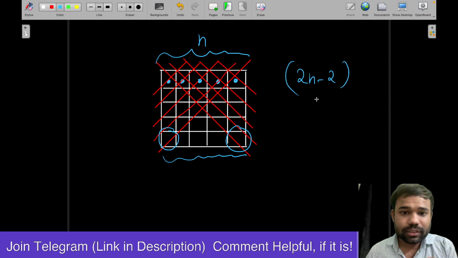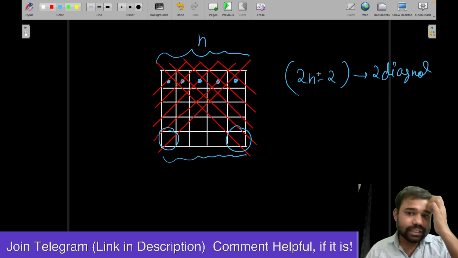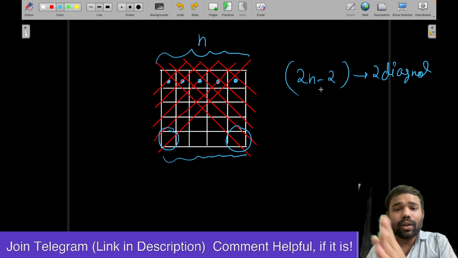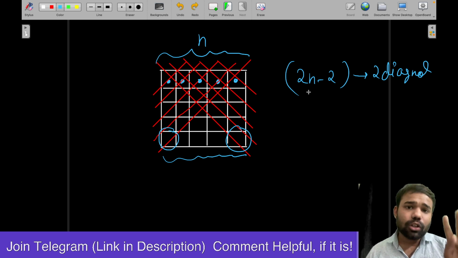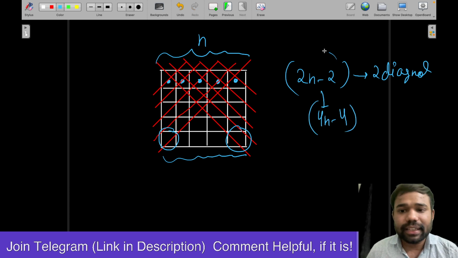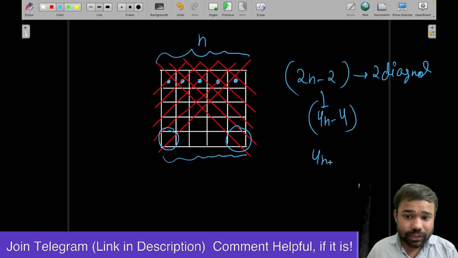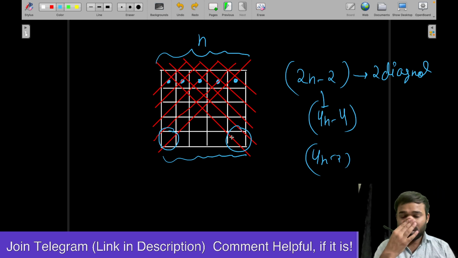2n minus 2 dots each can handle 2 diagonals. Each dot is handling 2 diagonals. If you make one dot, each dot can handle 2 diagonals. So in total, 4n minus 4 diagonals can be handled by these dots. But there are 4n minus 2 total diagonals. So the remaining 2 diagonals are handled by these two dots, right?